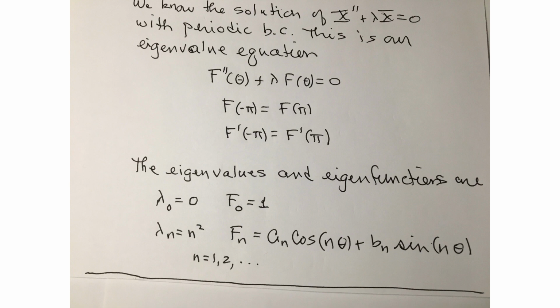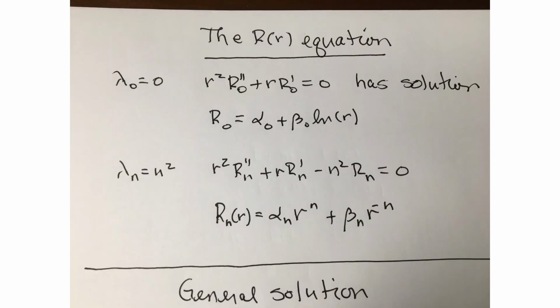Now that we know the lambdas, we can solve the r equation. When lambda equals 0, we get r squared R double prime plus R prime, and it has solution alpha 0 plus beta 0 log of r. When lambda is positive, lambda n equals n squared, we get the Cauchy-Euler equation there, and the general solution is alpha n r to the n plus beta n r to the minus n. We keep both pieces of the solution because r equals 0 is not in the domain.